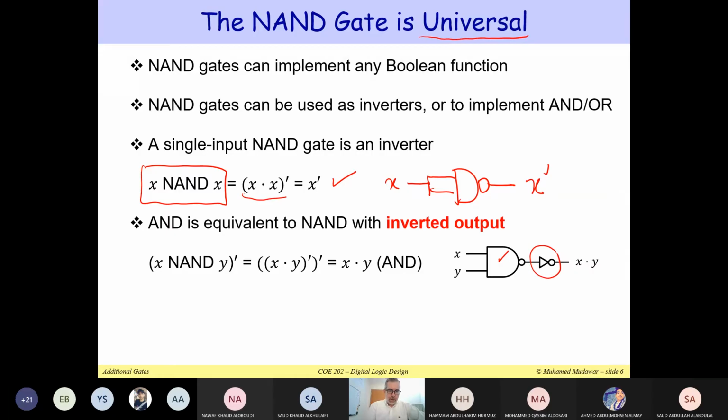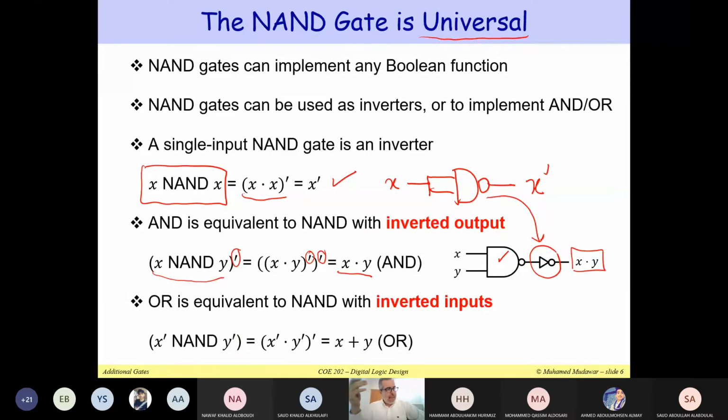So when you take the output of the NAND gate, when you take the complement of X NAND Y, so this will be the complement of X and Y, you get X and Y. So therefore the output here is X and Y. Basically, if you use a NAND gate and you invert its output, you get X and Y, the same thing as an AND gate. The inverter itself can be implemented using a NAND gate, and therefore you can implement AND using a NAND gate followed by an inverter, and the inverter itself is a NAND. So we can use NAND gates to implement AND.